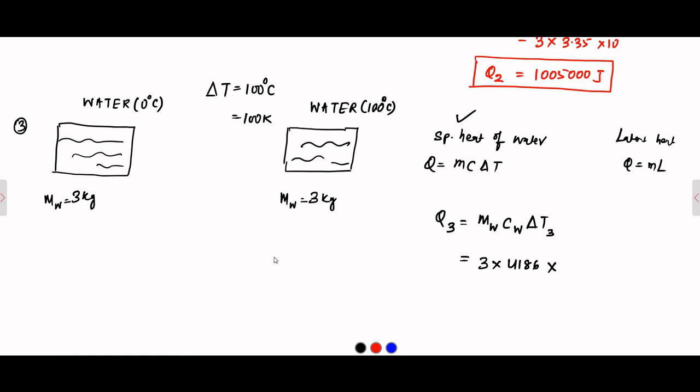Because an increase or decrease of temperature in Celsius is numerically the same as the increase or decrease in Kelvin, so into 100. So it is coming 1,255,800 joules. So this is the heat required to convert water at 0 degrees Celsius to water at 100 degrees Celsius. Next, the fourth step.